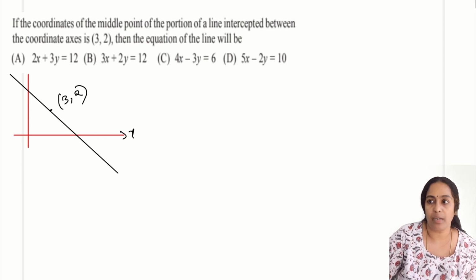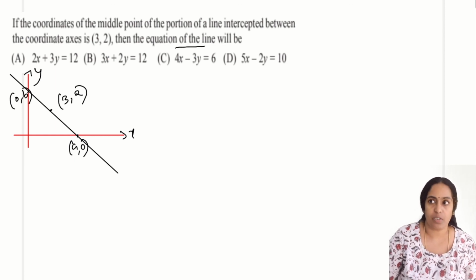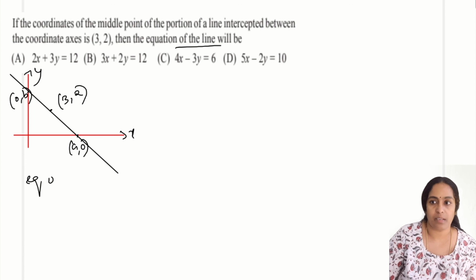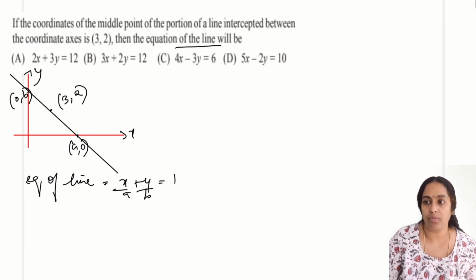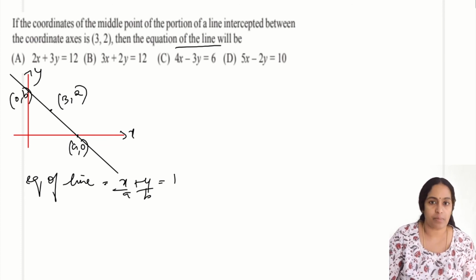And these are the coordinate axes, x-axis and y-axis. So here the point will be (a, 0). Here it is going to be (0, b). What is the equation of the line? That is asked in the question. So the equation of the line is x by a plus y by b equals 1. So here I have to find the values of a and b and substitute them.